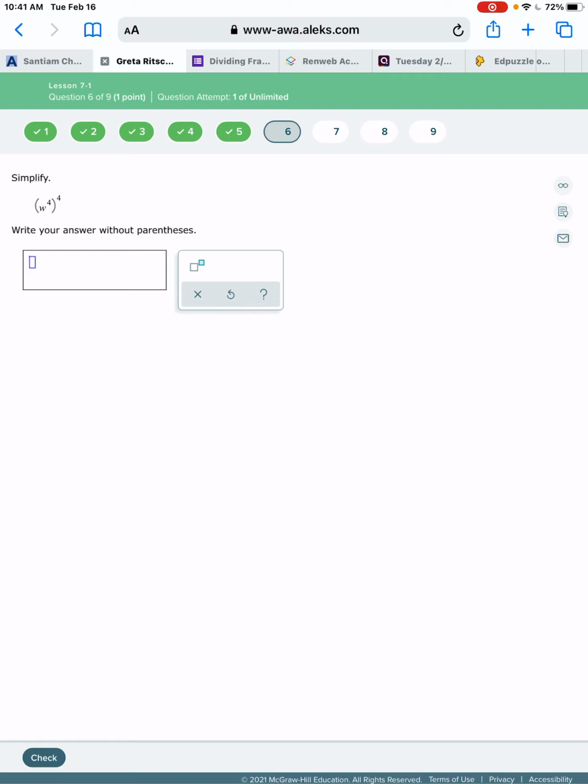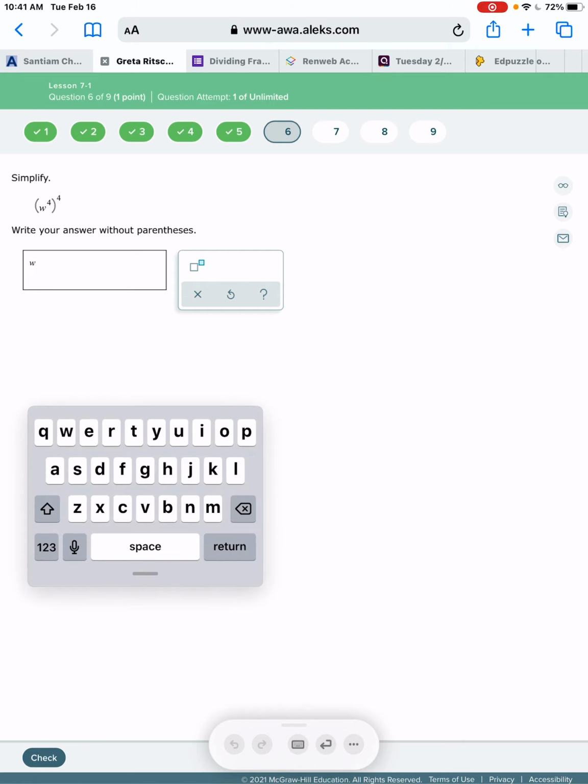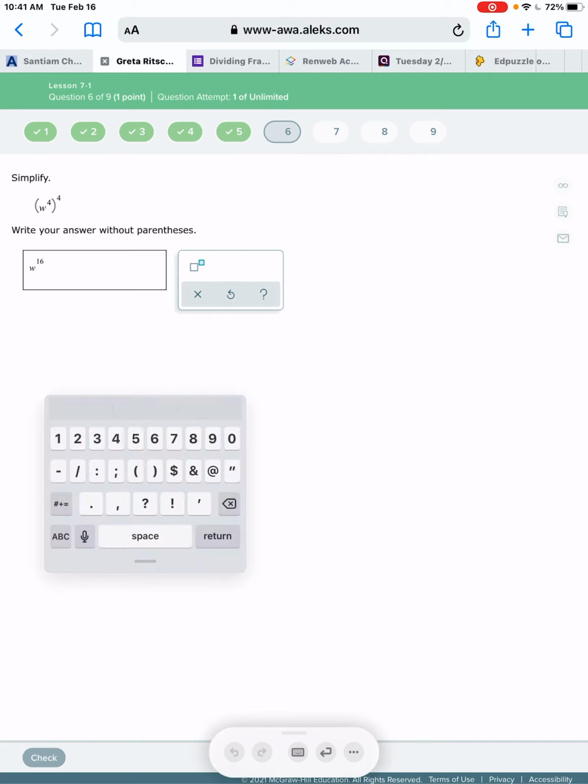W to the 4th to the 4th. I don't have to write out w to the 4th 4 times, thank goodness, but I can do w to the 4 times 4 is 16. There will be 16 of them if I write w to the 4th 4 times.